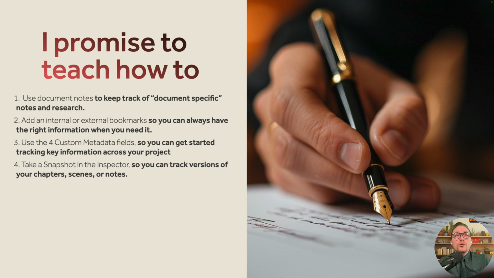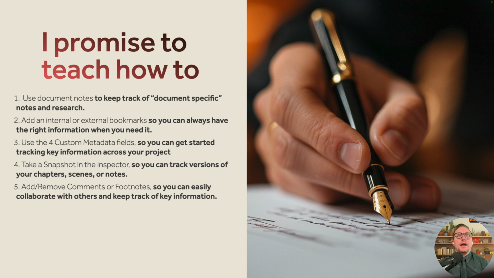4, how to take a snapshot in the inspector, okay? So you can track versions of your chapters and scenes or notes, okay? And so this is a great one. This is once again a very document-specific tool, okay, where you're keeping track of versions of your chapter, a scene, a notes, or whatever it is you're working on that's text-based, okay? And last but not least, how to add or remove comments or footnotes so you can easily collaborate with others and keep track of key information, okay?